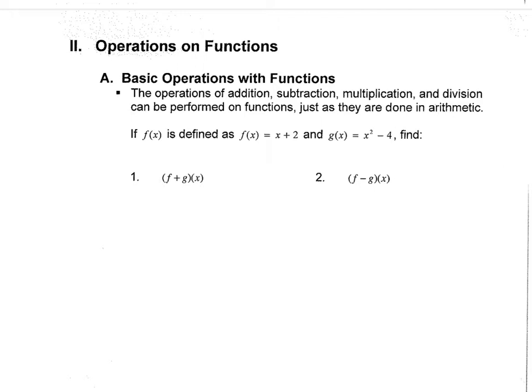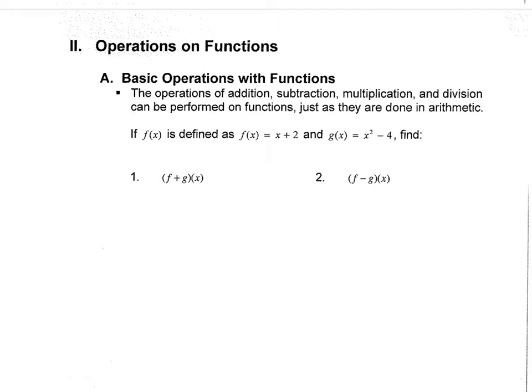Alright, with basic operations with functions, the operations of addition, subtraction, multiplication, and division can be performed on functions just as they are done in arithmetic. Which means you can take functions, add them together, subtract them, multiply them, and divide them.